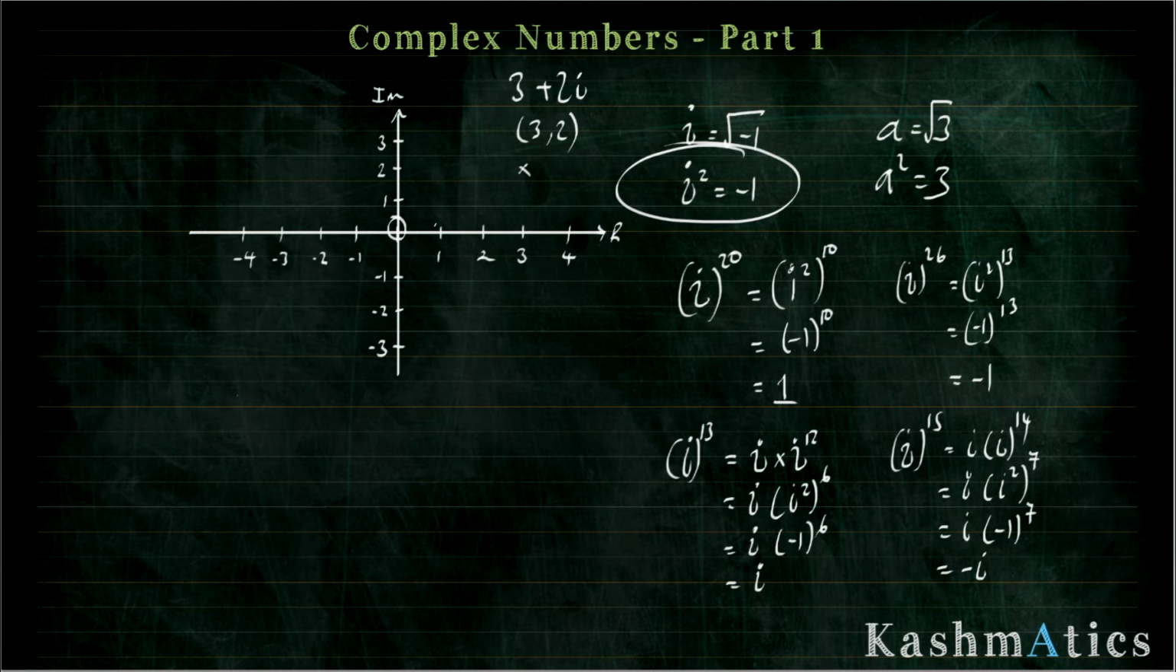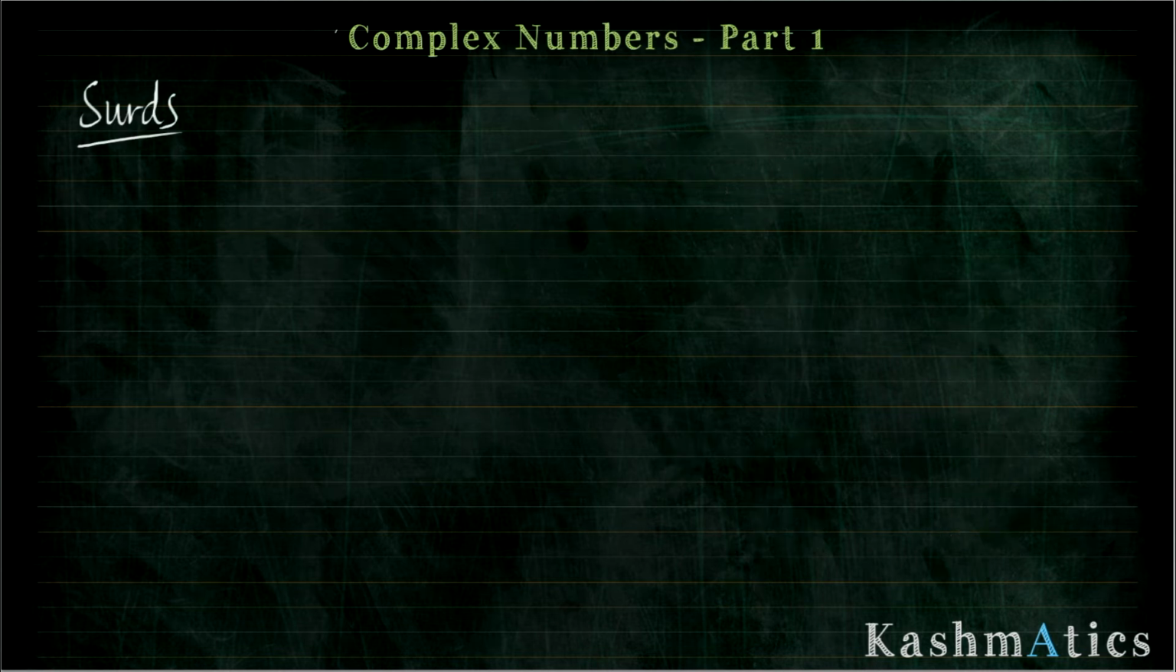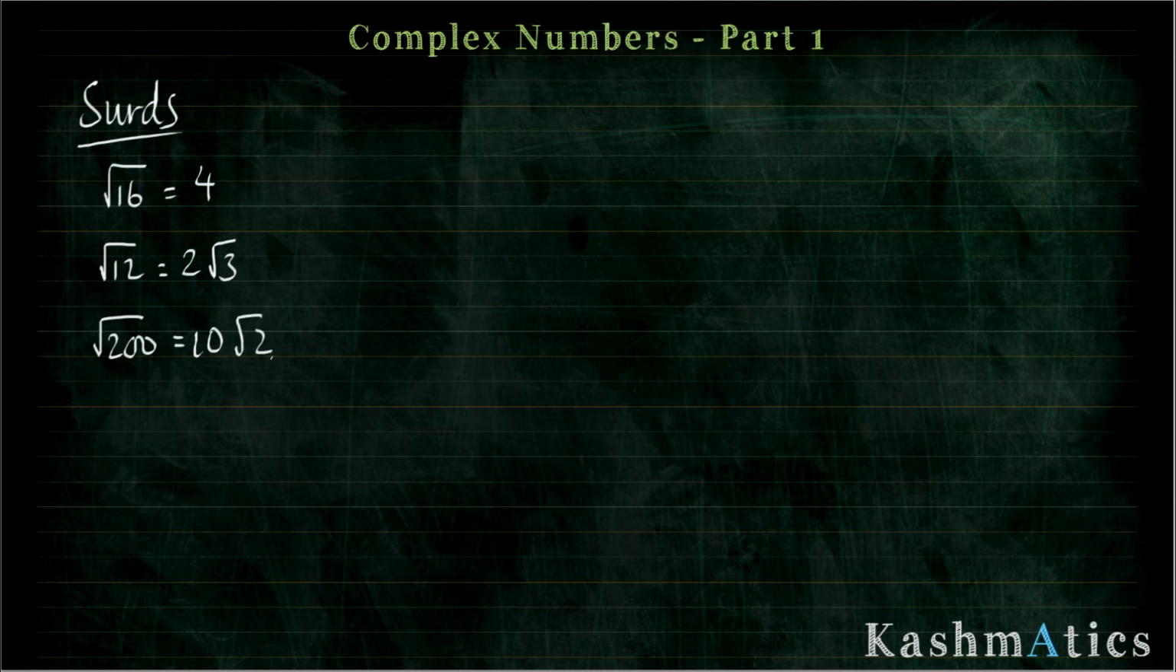And we're going to do the surds. So the first thing we're going to look at is surds. So let's just say we had the square root of 16. Okay, the square root of 16 is 4. If I had the square root of 12, that is 2 root 3. I'm hoping you can do this quite quickly. And the square root of 200 would be 10 root 2.